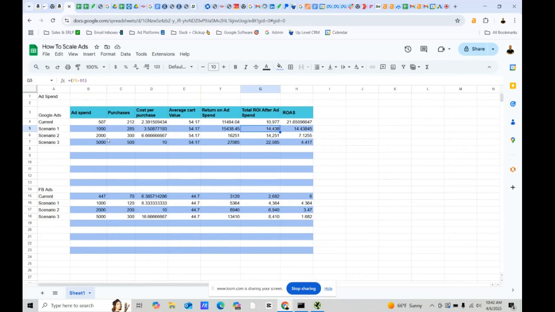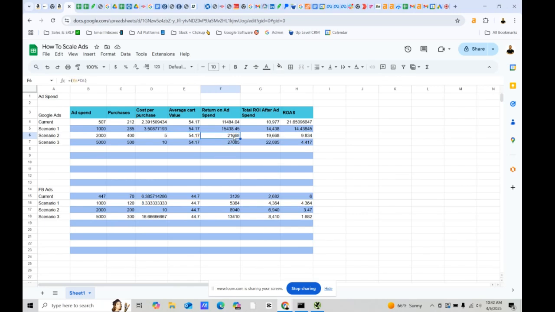Okay, now let's go more extreme. Let's say we quadruple the ad spend, and instead of getting 800-something purchases, let's say we get 400 extra purchases. Okay, and let's say that means the purchase conversion cost went up by almost double or more than double. Okay, so average cart value stays the same.